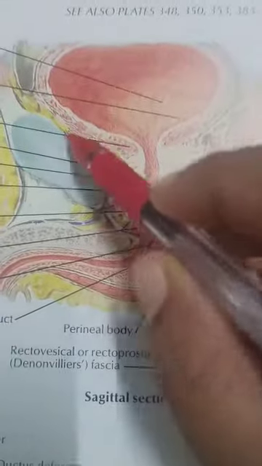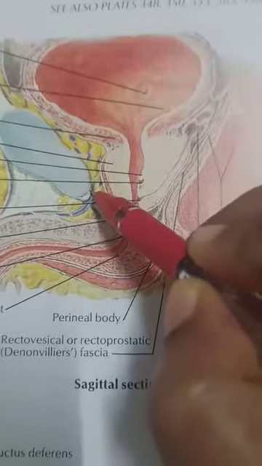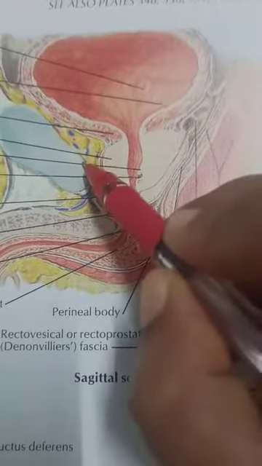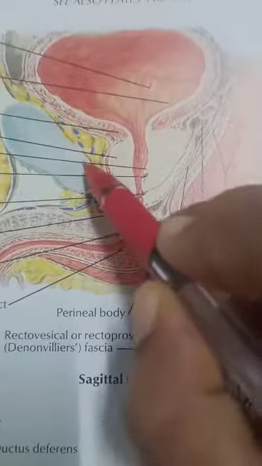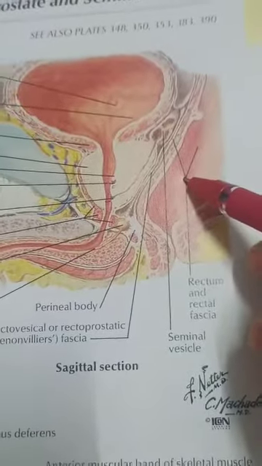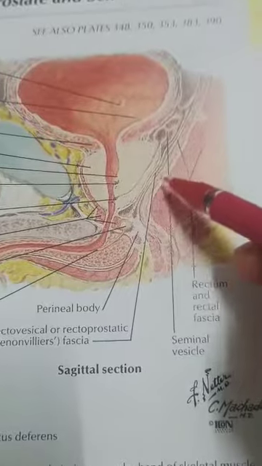So this is our pubic symphysis. You can see, behind the lower part of the pubic symphysis, in front of the rectum. So this is the rectum. Here we can see the ampulla of the rectum.